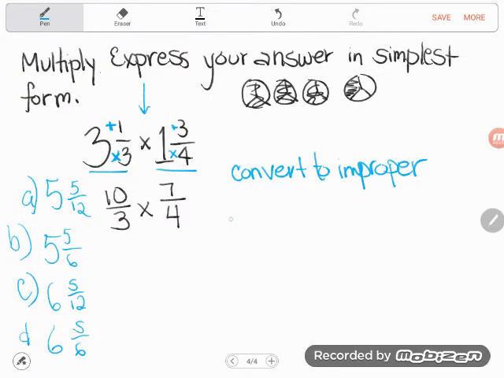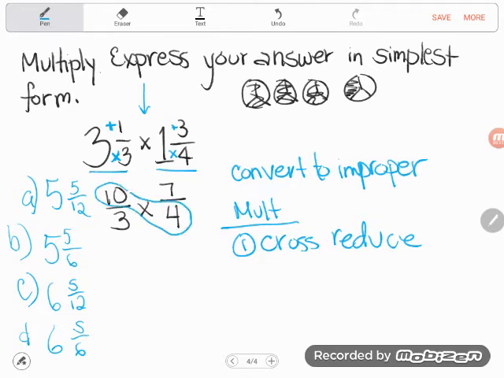One of the nice things, if you know about multiplying fractions, is they're super easy, because you can actually reduce before you multiply if you use cross-reduction. Cross-reduction says that any number on the top in a numerator can reduce with any number on the bottom in a denominator. And so here's what I noticed. 10 and 4 are both even numbers. So they're both divisible by 2. They could both divide by 2.